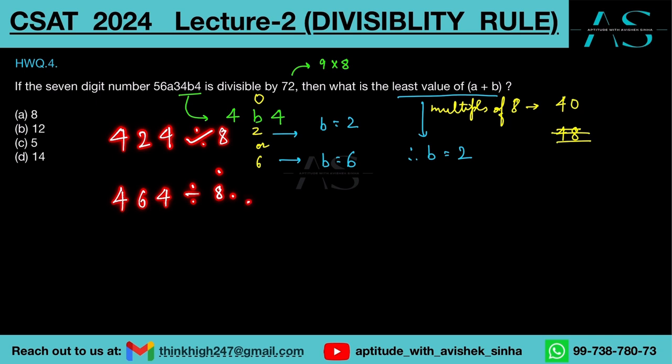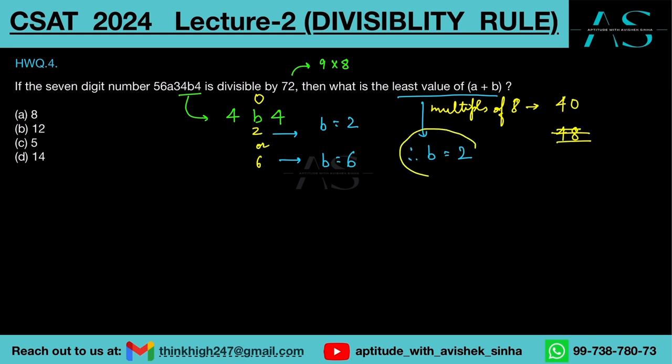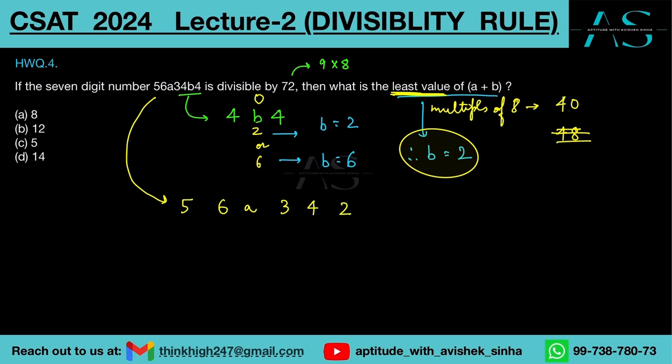I hope you are following this. Now, do we have a definite value for B? Yes, due to the constraint, we have the definite value of B as 2 because we are looking out for the least value. Now, let's write down the number. We have 5, 6, A, 3, 4, 2, 4.